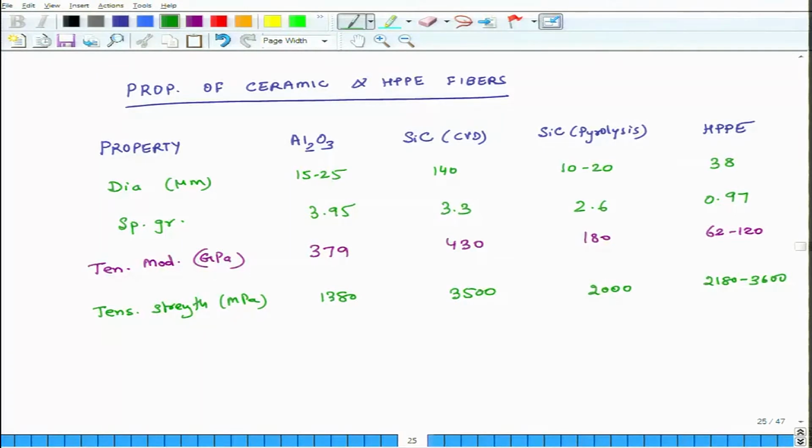So, this is the main thing. If you divide this number by their respective densities, you see that the specific strength of HPPE is really very high. Even if you divide, its tensile modulus is also pretty high compared to that of alumina and silicon carbide fibers, because once you divide 120 by 0.97, you may get something like 130, but if you divide 379 by 4, you will be less than 100.